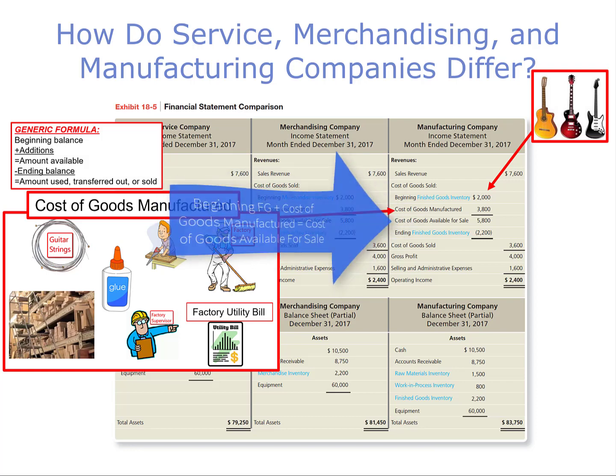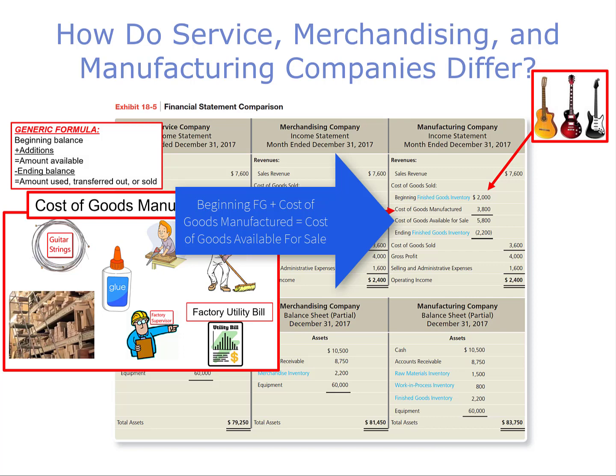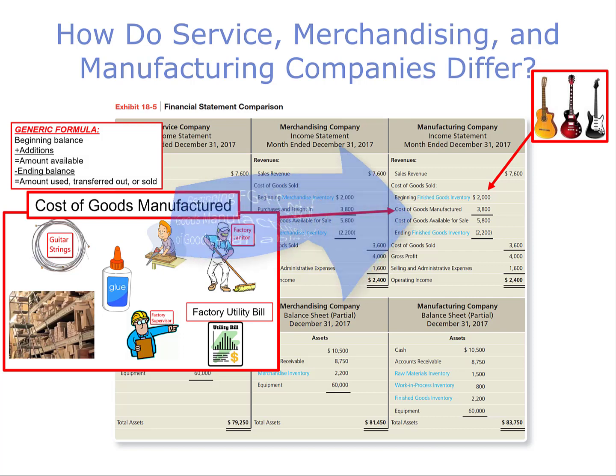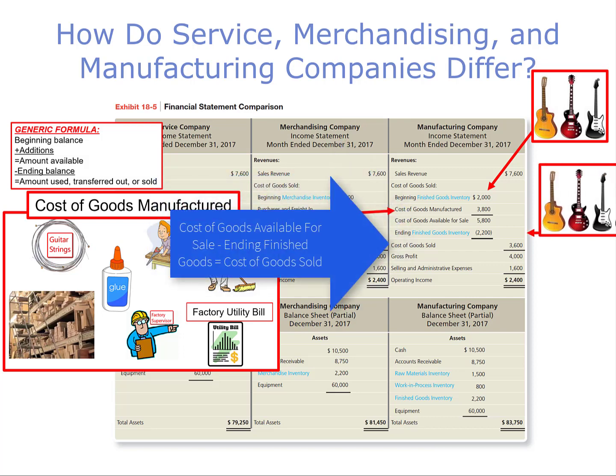We then add cost of goods manufactured to our beginning balance of finished goods, and that gives the cost of goods available for sale. We then subtract the ending finished goods inventory to arrive at our final number, cost of goods sold.